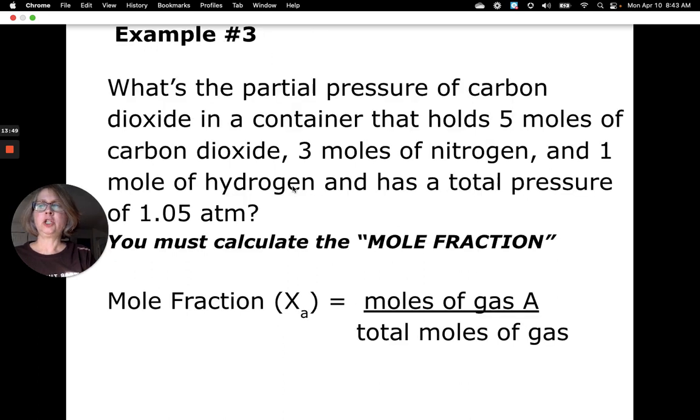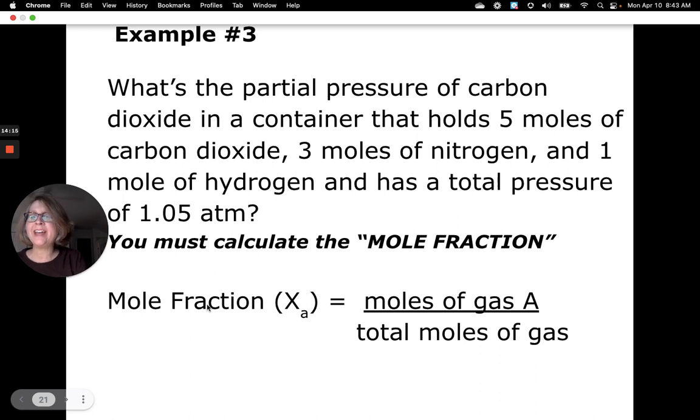All right, so here's example 3. What is the partial pressure of carbon dioxide in a container that holds 5 moles of carbon dioxide, 3 moles of nitrogen, and 1 mole of hydrogen, and has a total pressure of 1.05 atmospheres? Now this time we're going to have to calculate the mole fraction. And it's asking for the mole fraction of carbon dioxide because it's asking for the partial pressure of carbon dioxide in the container.